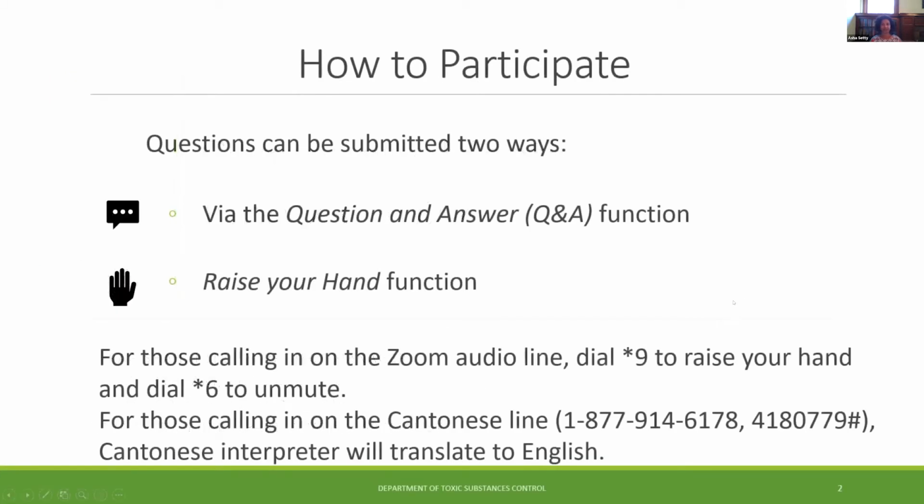Now I'll go over how to participate in this Zoom webinar. There's two ways you can participate. During the presentation, you can type a question by clicking on the Q&A icon in the toolbar. We'll also take questions using the raise hand icon in the toolbar when it's time for public input. When we call on you, you'll be able to unmute yourself at that time. And for anyone calling in on the Zoom line, you can raise your hand by dialing *9, and then when you're called on to unmute yourself, you'll have to dial *6. For anyone calling in on the Cantonese line, they'll communicate through the Cantonese interpreter. Her name is Vila Wong, who you can see interpreting, and I'll be checking on her periodically. We'll alternate between phone callers, Q&As typed in, and those that have raised hands in the order we receive them.